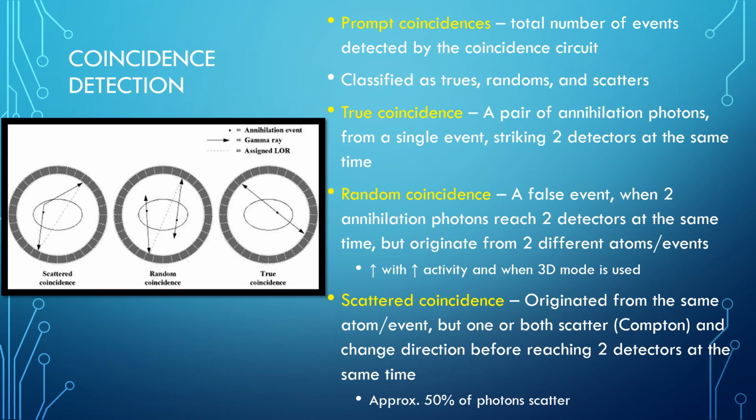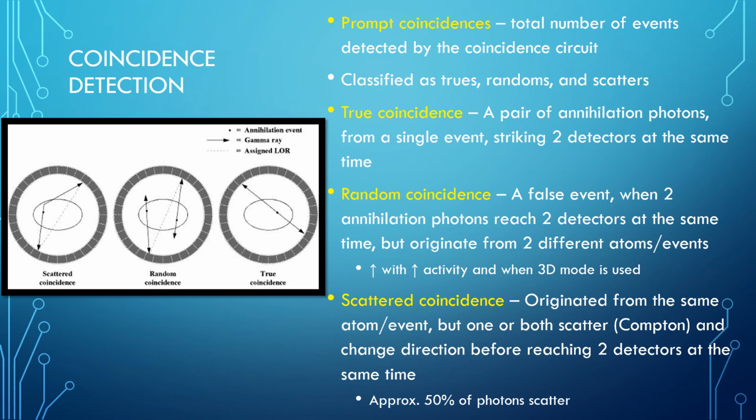And then the random coincidence is a false event. That is when 2 annihilation photons from 2 different annihilation events, 2 different positron decays, just so happen to reach the detectors opposite of each other at the same time, but they originate from 2 completely different atoms or events. This will increase with increased activity, and it will also increase when 3D mode is used because you're not filtering them out as well.